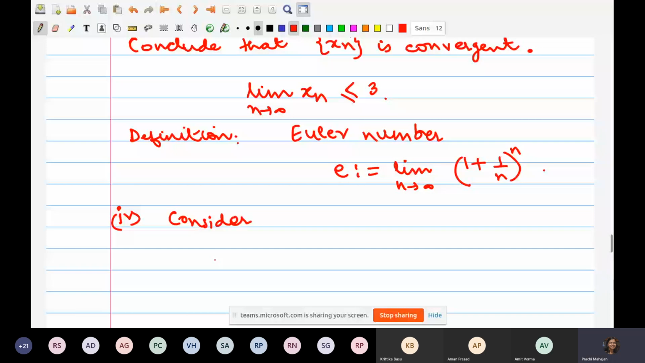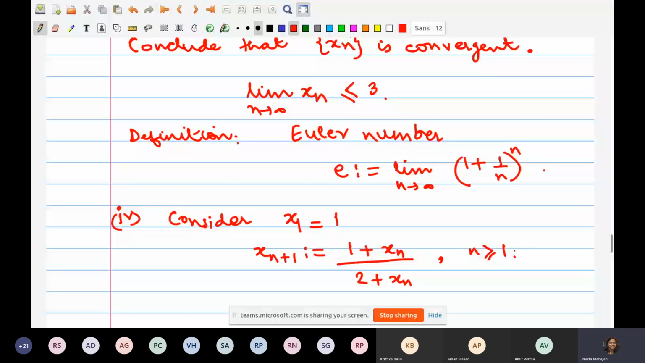What do I mean? I give you what x1 is. So I say set x1 as 1, and given x1 as 1, let me define the (n+1)th term as the following: x_{n+1} = (1 + xn)/(2 + xn), for n greater than or equal to 1. This is called a recursive definition of a sequence.